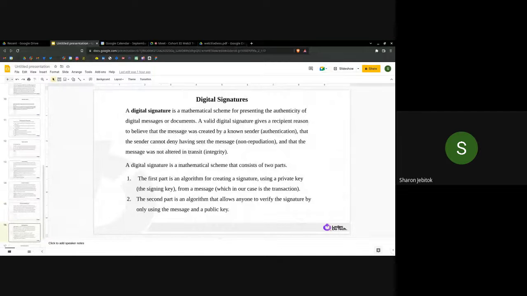The next field of the transaction is the digital signature. A digital signature is a mathematical scheme for presenting the authenticity of digital messages or documents. So we're just trying to authenticate. A simple digital signature could be just that, confirming a transaction.